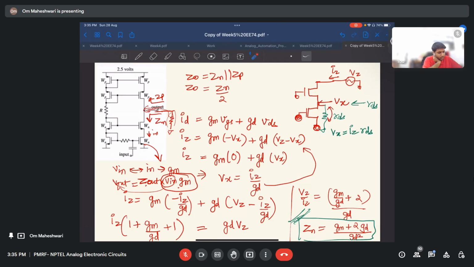If I'm writing a potential drop here, you would also have to take this Vx. So anyway, I'm writing it as Gd, you will write it as RDS. The same thing. Yes.